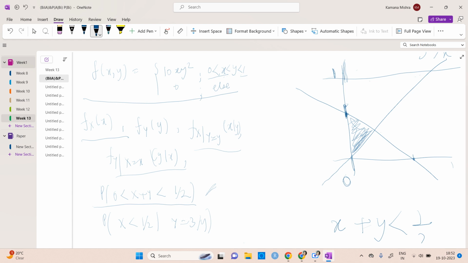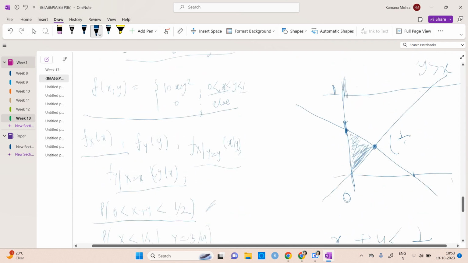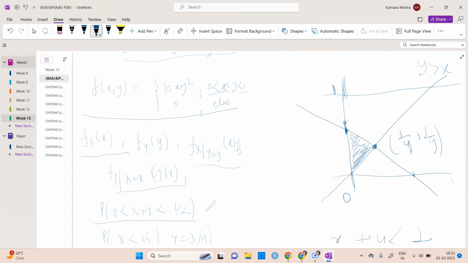Okay, thank you. So now how do we find the probability? You need to know where x and y are changing. Firstly, we need to find this intersection point. This is y is equal to x, and this is x plus y is equal to 1 by 2. If you take y is equal to x, it would be 2x equals 1 by 2, so the point is 1 by 4 comma 1 by 4, right? Now we find this using the joint distribution, because x and y are both involved here.